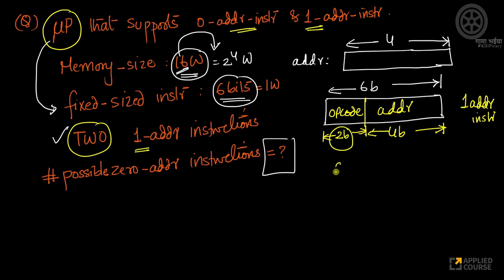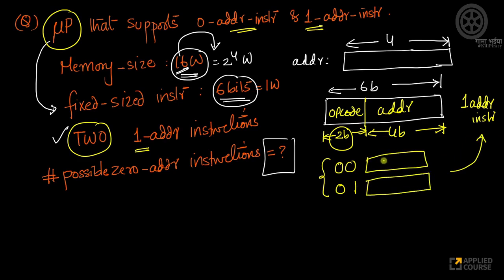So let's say if my first 2 bits start with 00 or 01, because I have 2 of them, I'll consider them as 1 address instructions. And the next 4 bits, I'll interpret as the memory address. Cool. So this is how my 1 address instructions look.